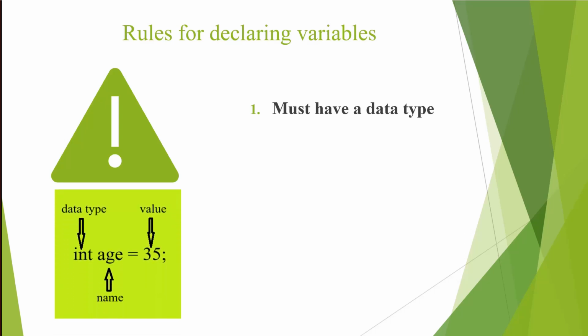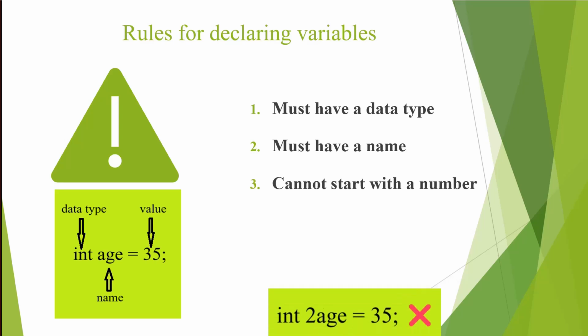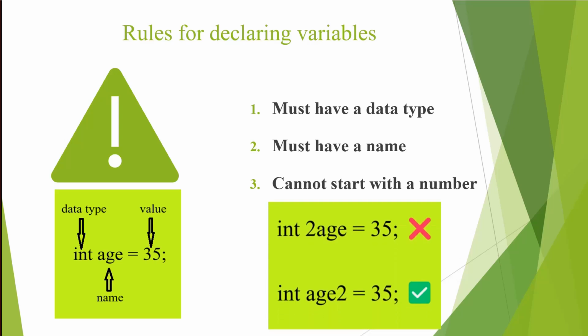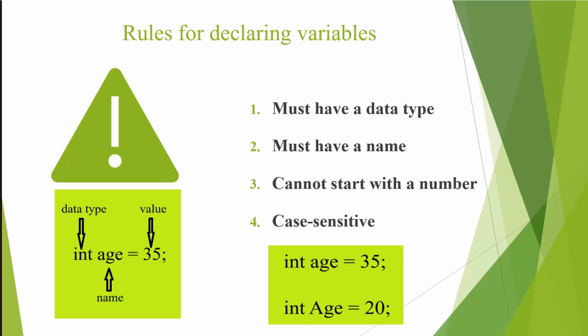A variable must have a data type, which we just learned about, like int or string. We need to assign a name to each variable, like age or myAge. A variable name cannot start with a number. For example, the name cannot be 2age, but age2 is fine. And the last one: variable names are case sensitive. For example, age with a lowercase a and Age with an uppercase A are different variables.